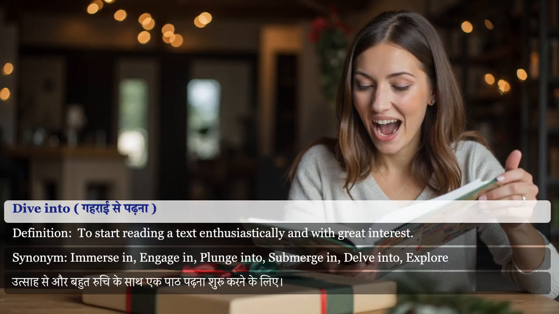Dive into. To start reading a text enthusiastically and with great interest. Synonyms: immerse in, engage in, plunge into, submerge in, delve into, explore.